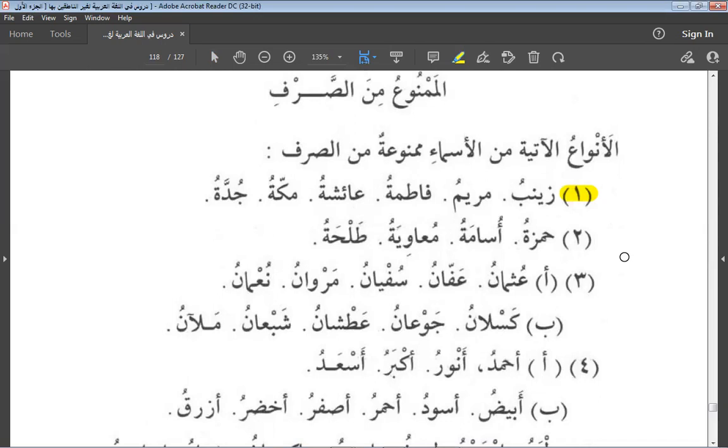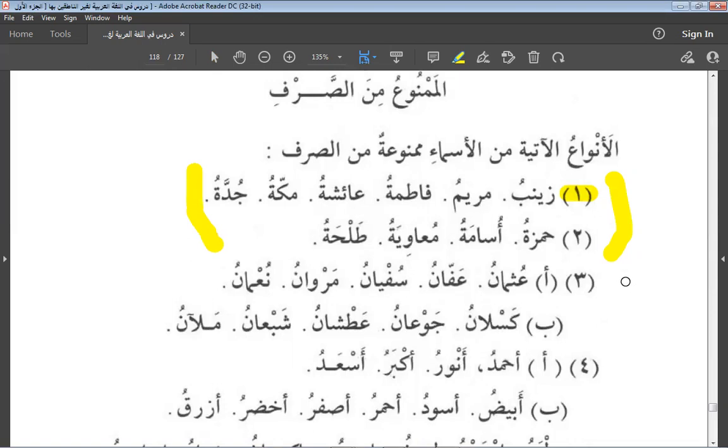And then the number two, you see this number two is also masculine in meaning. It's just like the first one, masculine in meaning, but it's feminine in form. See, Hamzatu, Usamatu, Muawiyatu, Talhatu. And so it is treated just like the first one. So we can put these two together.